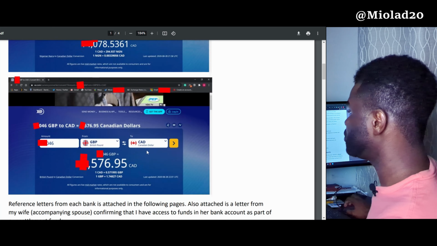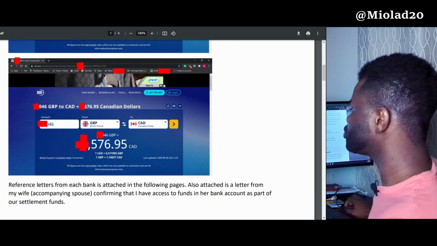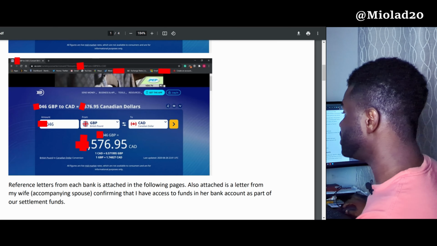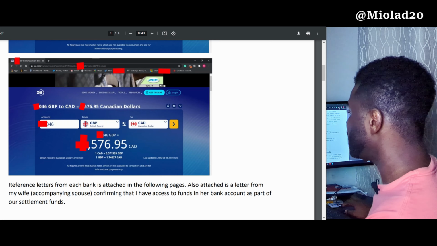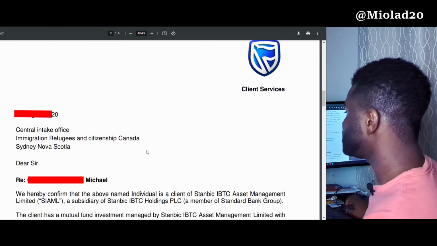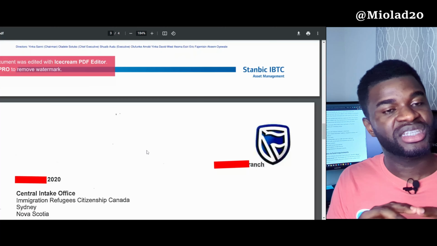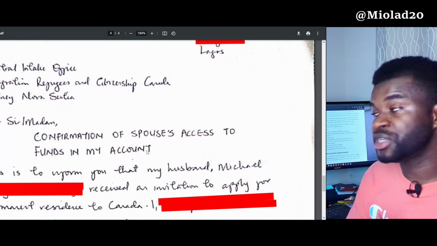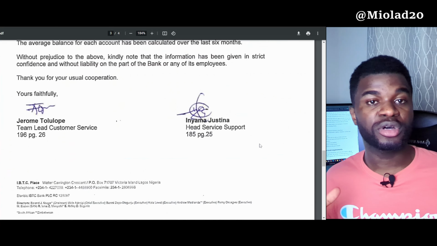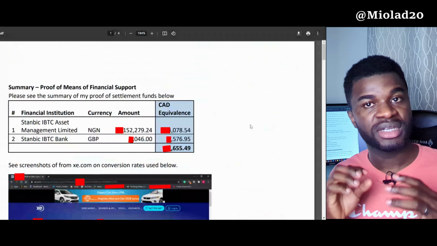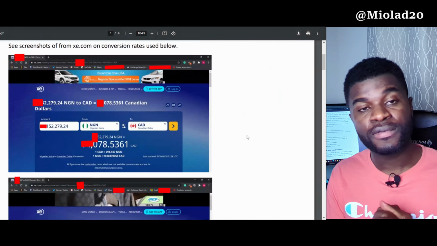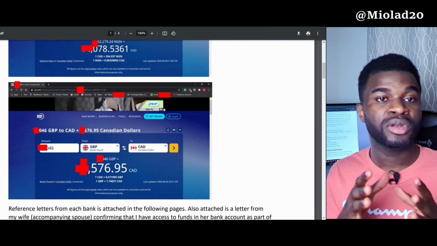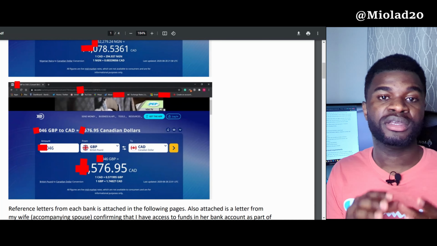And I did the same thing for the pounds account, and I also mentioned in the letter that I have attached. In fact, it is not even a letter, it is just like a summary document, and I put all this together in a single PDF file, which is what I attached in a single file at the placeholder for proof of funds on our application. So the first thing is to show a table of summary that shows how much is in each account. The second thing is to show a screenshot of the conversion rate you used when converting your local currency, in this case Nigerian naira, into Canadian dollars.